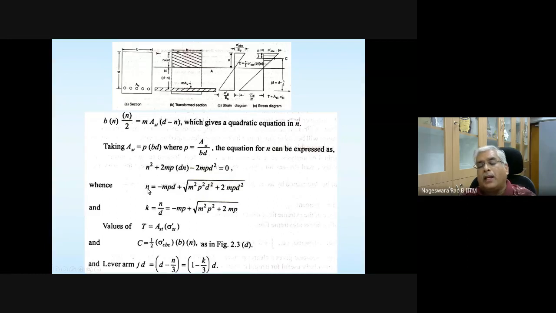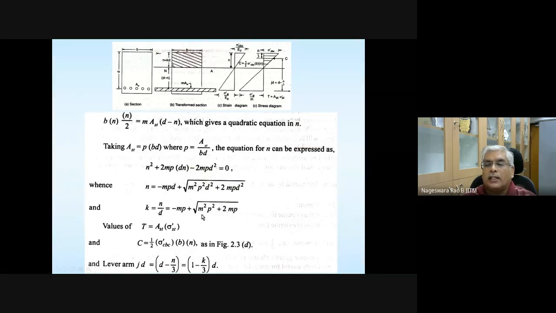This equation we define, just as I was explaining earlier, N is written as some factor times the effective depth. K factor is defined, the neutral axis depth factor. So once you get N, you can write the neutral axis depth factor like this, in terms of percentage of steel and modular ratio.